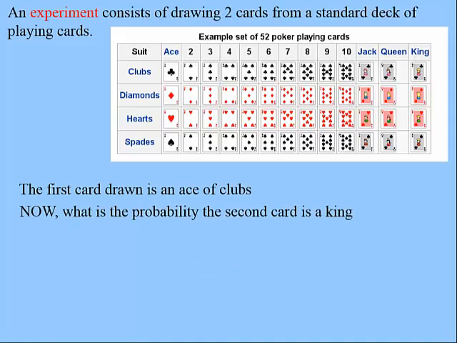So what's the probability the second card is a king if we drew out the ace of clubs? Well, again, just by knowing that there's no ace of clubs in the deck, there's 51 cards in the deck, 4 of them are kings. So the probability is slightly different than what it would have been in the very beginning.